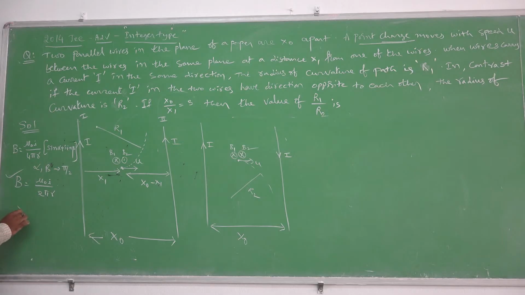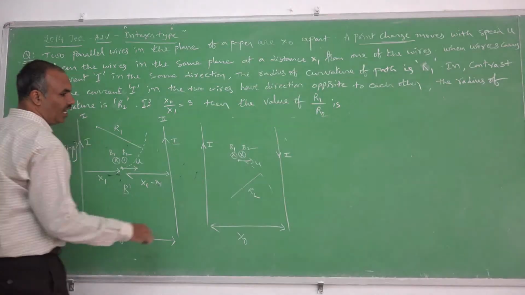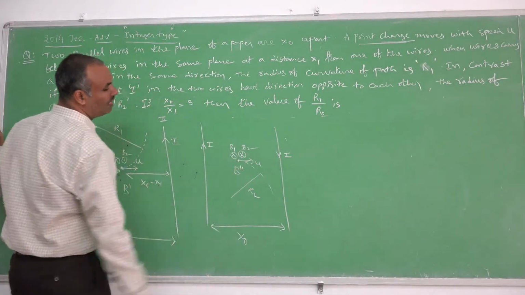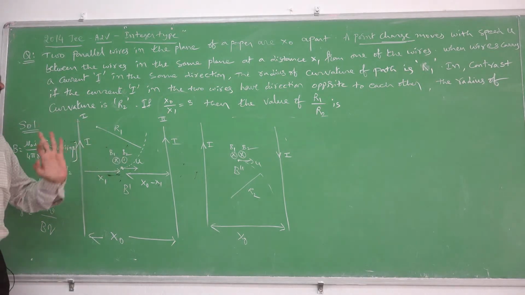Also the radius of curvature is given by mv by bq. Here m is the mass of the particle, v is the velocity with which the particle is moving, b is the strength of the magnetic field in which it is moving, q is the charge on the particle. By knowing these two formulae, we can solve this problem very simply. First, let me calculate the net magnetic field in the first case as B dash, and the net magnetic field in the second case as B double dash.